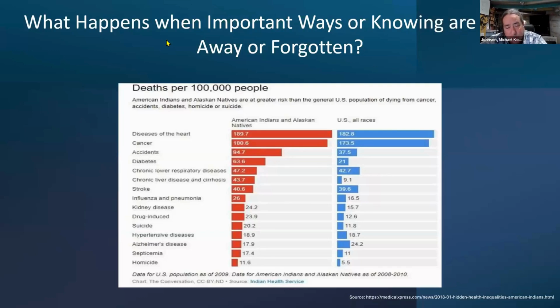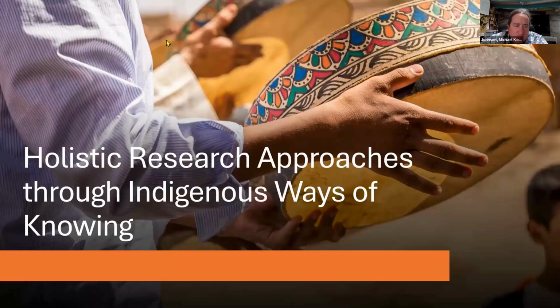So I'm a real big person on this participatory research stuff. And so this holistic research approach is through indigenous ways of knowing. What really is that? How do we do that?